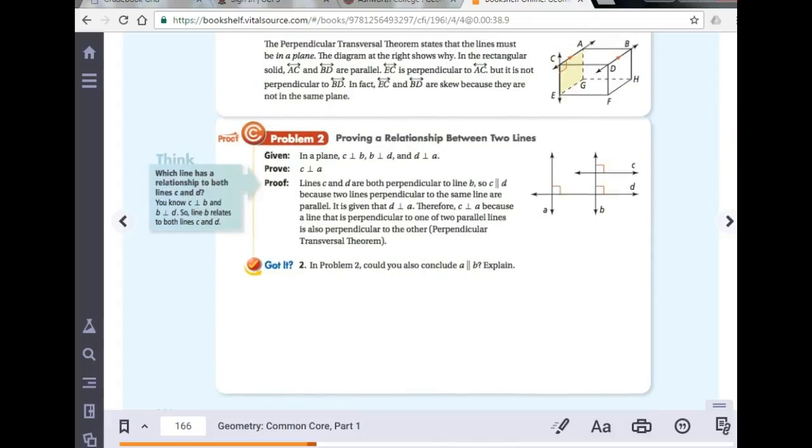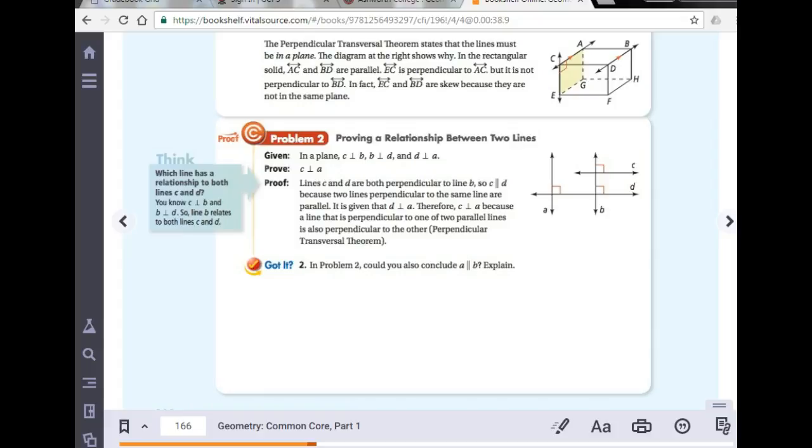Let me pull this problem up a little bit. We're proving that in a plane, first of all, you're given that C is perpendicular to B, which is this right here, and that B is perpendicular to D, which is this right here, and that D, this line right here, is perpendicular to A, which is right there. What we're trying to prove is that line C is also going to be perpendicular to A. If it were to extend out here, would it be perpendicular?